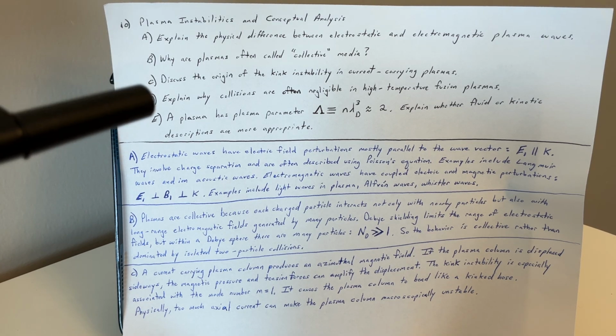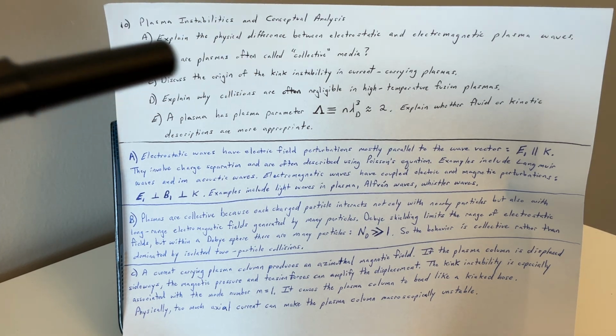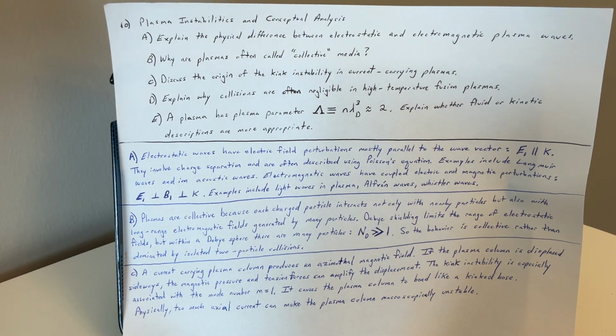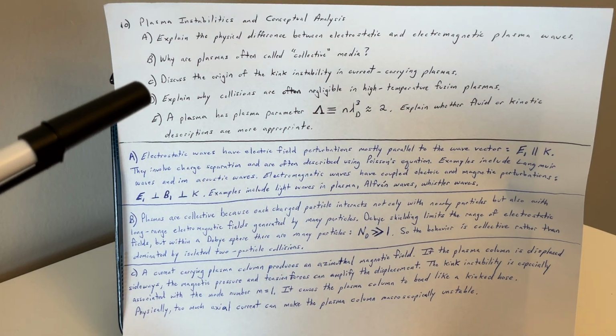Moving along to letter C, discuss the origin of the kink instability in current-carrying plasmas. So for letter C, a current-carrying plasma column produces an azimuthal magnetic field. If the plasma column is displaced sideways, the magnetic pressure and tension forces can amplify the displacement. The kink instability is especially associated with the mode number m equals 1. It causes the plasma column to bend like a kinked hose. Physically, too much axial current can make the plasma column macroscopically unstable. So that takes care of C.